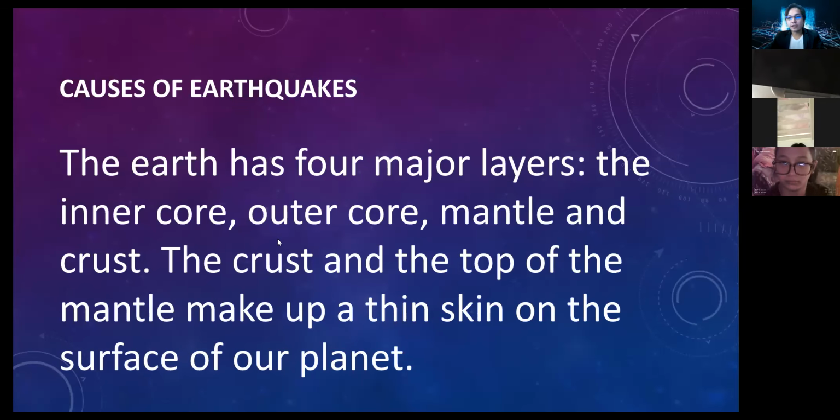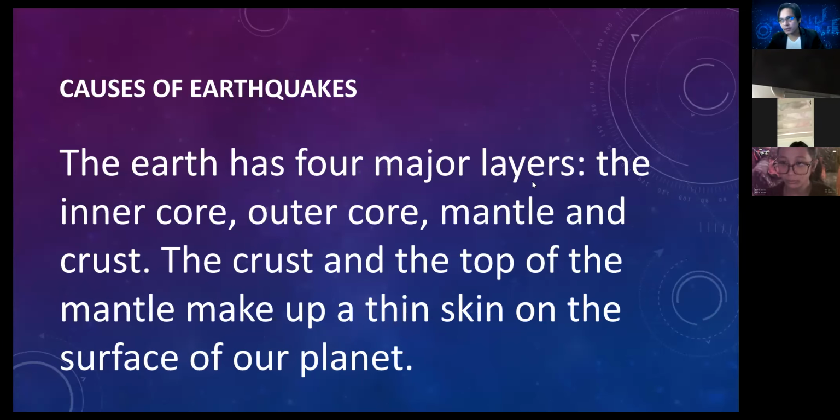Good morning, grade 8. We are still in the continuation of our topic, faults and earthquakes. Let's move now to causes of earthquakes. What are the primary causes of earthquakes? Let's find out. The Earth has four major layers: the inner core, outer core, mantle, and the crust.